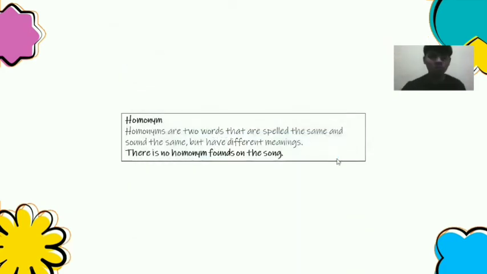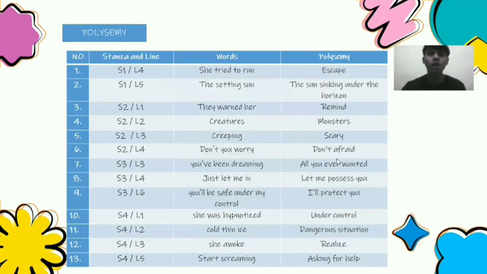Okay, so we have polysemy here. We found 13 words that have a polysemy in the lyrics. I will read it for you one by one. The first is she tried to run, and the polysemy is escape. Why I put it in polysemy? Because she tried to run here means dia mencoba berlari, and then the polysemy is escape, kabur. So the first one is berlari and the other meaning is kabur.